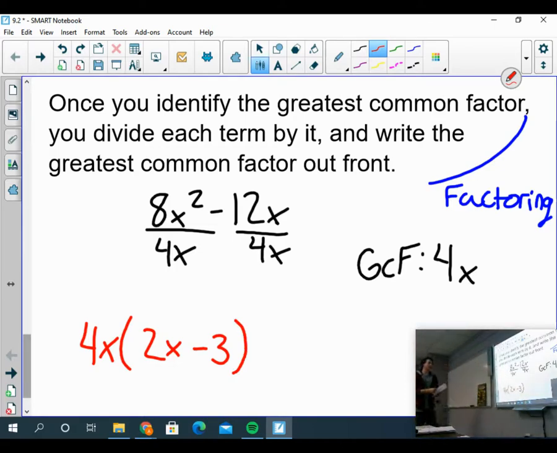So this would be the factoring for the polynomial, or the binomial, 8x squared minus 12x: 4x times 2x minus 3.